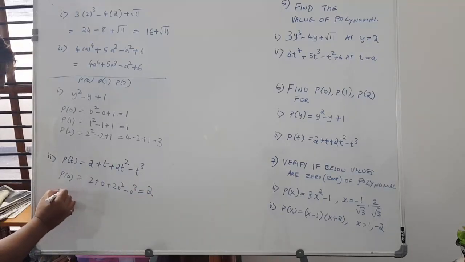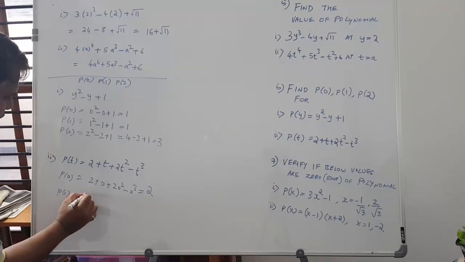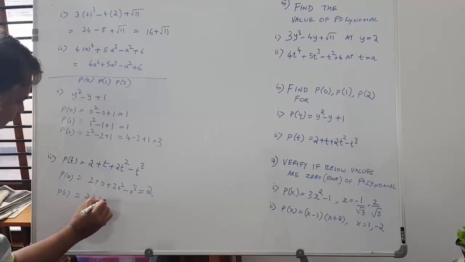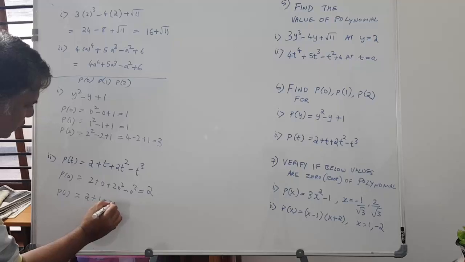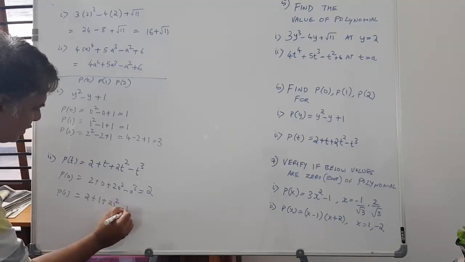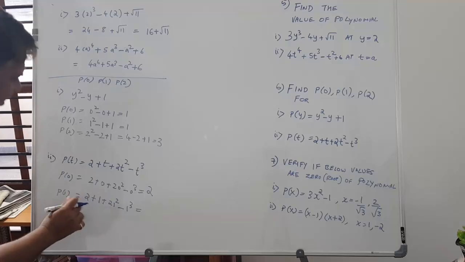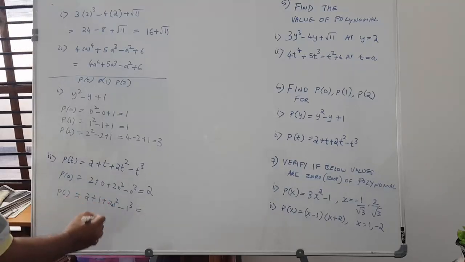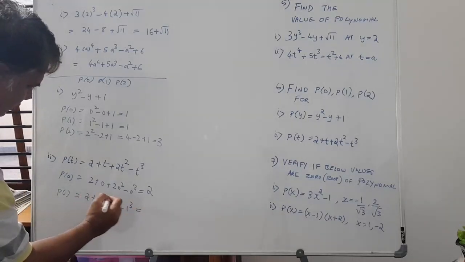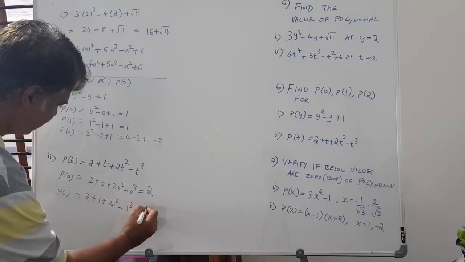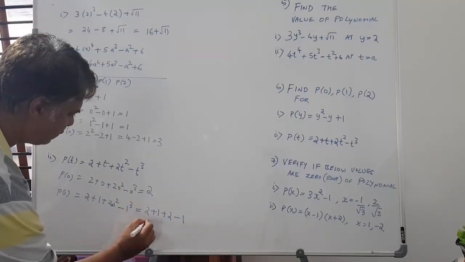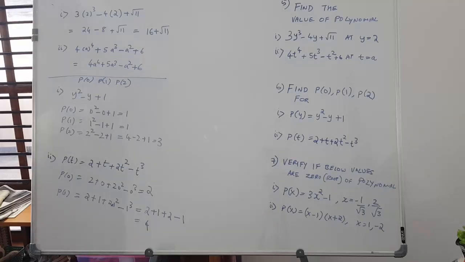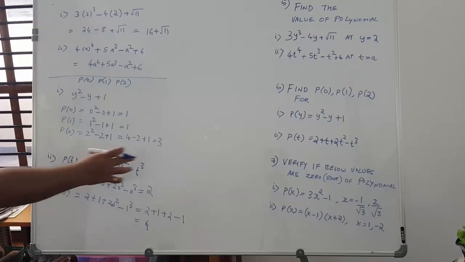If we want p of 1, we have to substitute 1. That is equal to 2 plus 1 into 1 squared minus 1 cubed. So 1 squared is 1, 1 cubed is also 1. So this is multiplication here, right? And we get 2 plus 1 is 3, 3 plus 2 is 5. So this gives us again 1, that gives us 4. Okay, so this is the value of p of 1 for this expression.